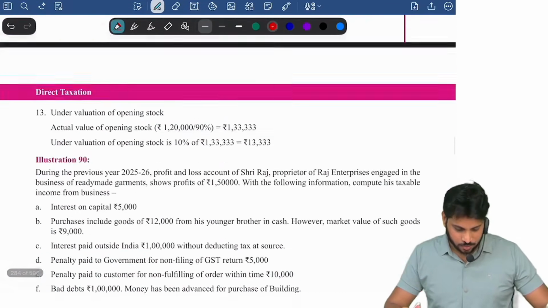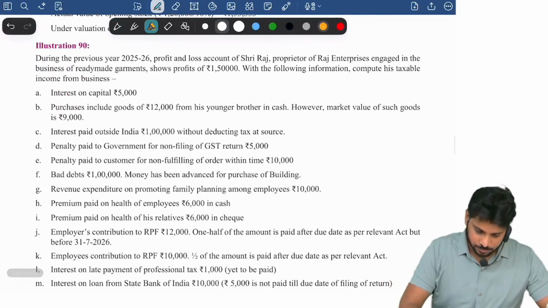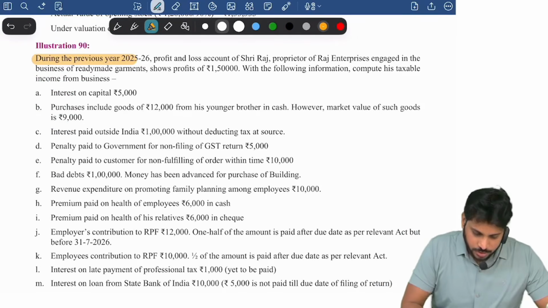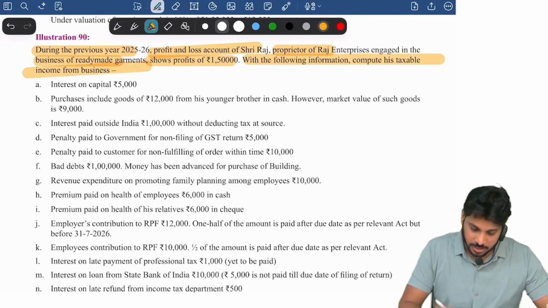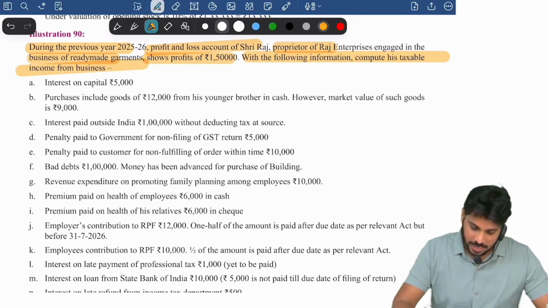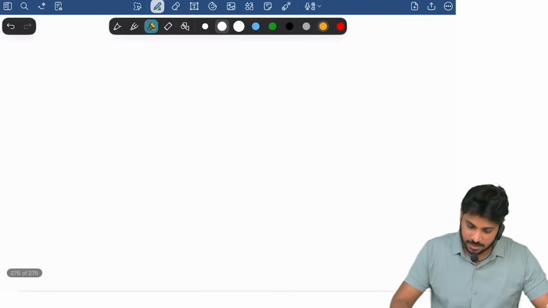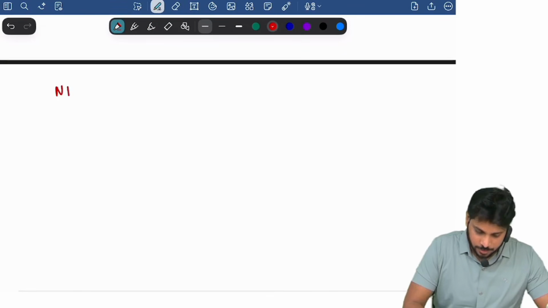So what is it? 91, 90. During 25-26, the P&L account of a proprietor enterprise, ready-made garment, shows a profit of 1,50,000 with the following information. Compute his business income. Okay, fine. I'll directly start the problem. Net profit how much?